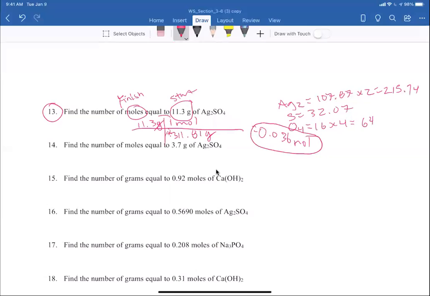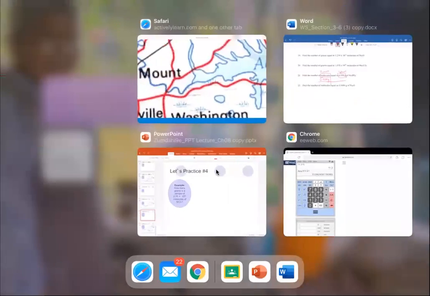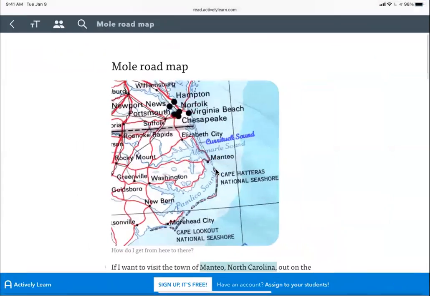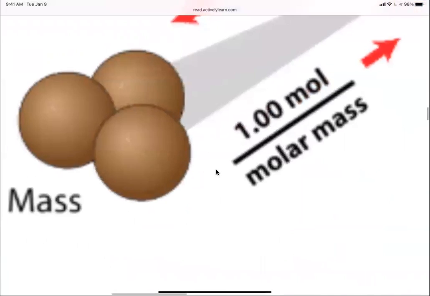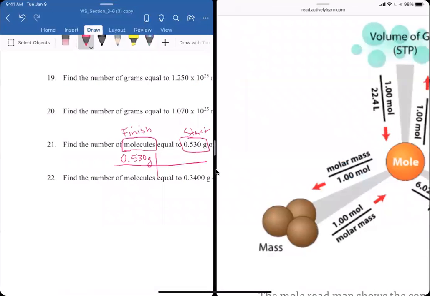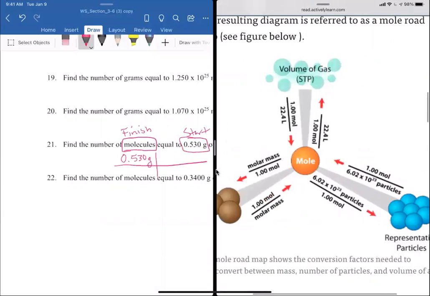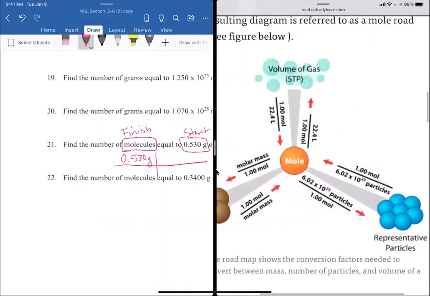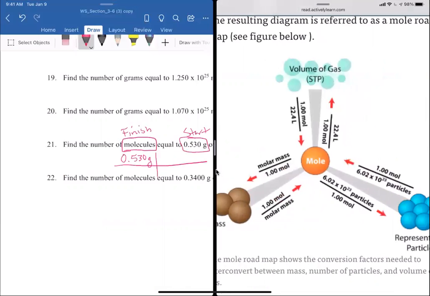0.530 grams. This is where we're starting. We are starting in grams, which means we're starting in mass. We are moving towards molecules. So that means we're going from mass to molecules. As you can see, there's no connection between mass and particles. So we have to go from mass to moles and then moles to particles, meaning we're using the bottom fractions.